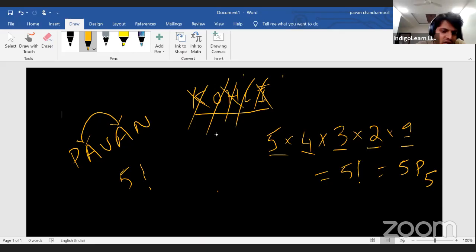So basically you need to divide the answer that you arrived by assuming there is no difference with the number of times that A is repeating. So basically first I will write down the answer in the numerator, assuming that everything is unique. So I'm assuming P, A, V, A and all are unique. So I've written 5 factorial just like Koli. Now I'm dividing it by 2 factorial because A's are repeating twice, right?